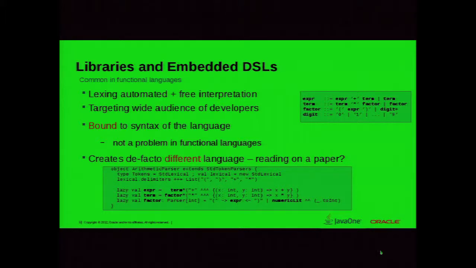So not only do you define how to parse the language, but here you can see that it also knows that plus means to sum two numbers, and multiplication means to multiply two numbers. So embedded DSLs are not that bad, I think.